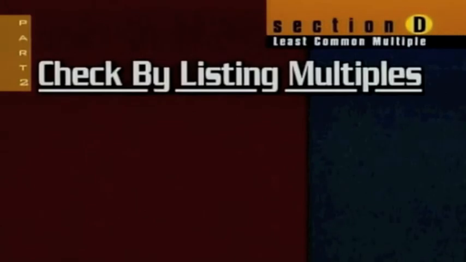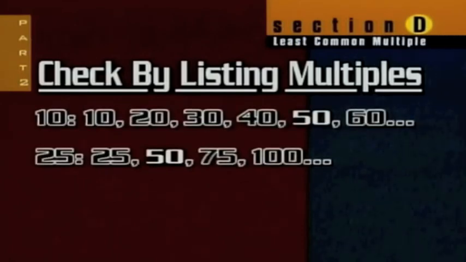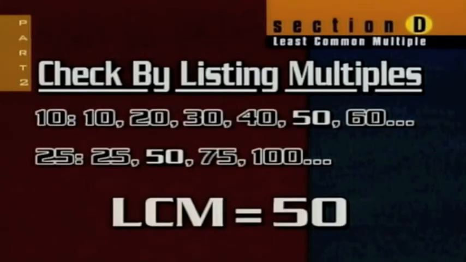And remember, we can check the LCM by listing the multiples out this way. And here we see that 50 checks out as the LCM. Ta-da! So that's how we find the LCM. We do the prime factorization of our numbers, then represent all prime numbers with their highest exponents.